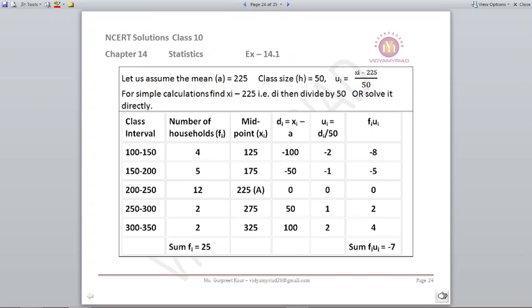Now here I have done stepwise. You can also do it directly by putting it into the formula of ui is equal to xi minus 225 upon 50. So just for simple calculations I have done it like this. Whatever you find convenient, do it in that way.